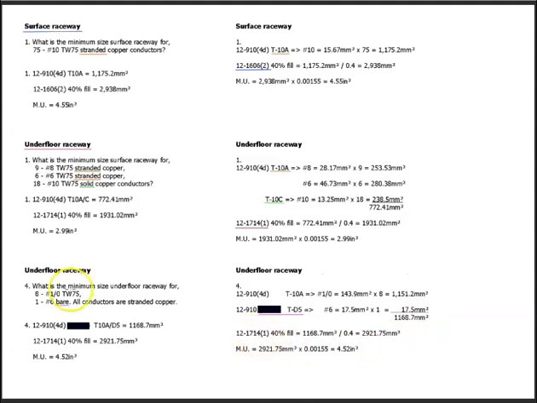So 12, 17, 14, because we're in underfloor raceways, 40% fill. Again, it's just replicating table 8. So we take that, divided by 0.4, gives us our area here, 2921.75 millimeters squared, which represents the total internal area of the raceway itself. Then we apply our metric multiplier, and we find that 4.52 inches squared is the minimum internal area required for this underfloor raceway.